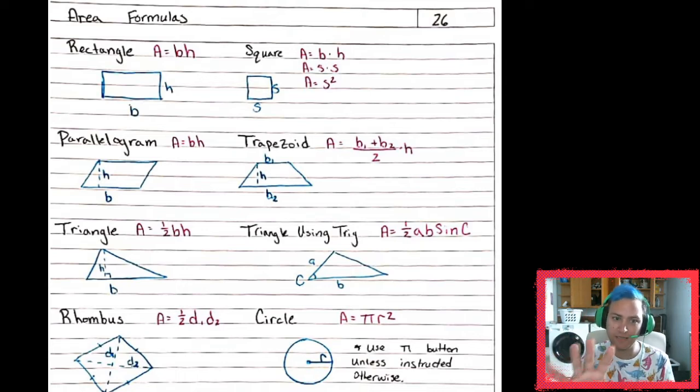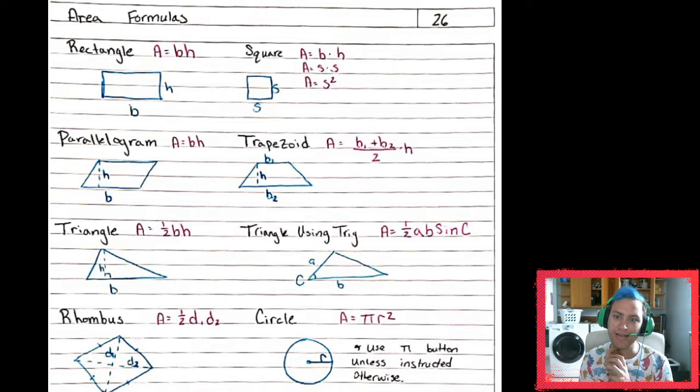So that covers your basic ones. From there, we have a few others. Circles are kind of part of the basic ones too. We already learned circles though. Circles are pi r squared. Make sure you use the pi button unless instructed otherwise too. In terms of testing, it might say use 3.14 for pi.